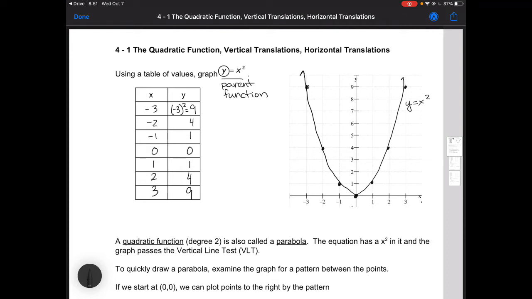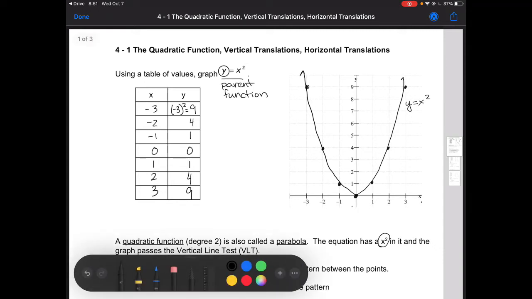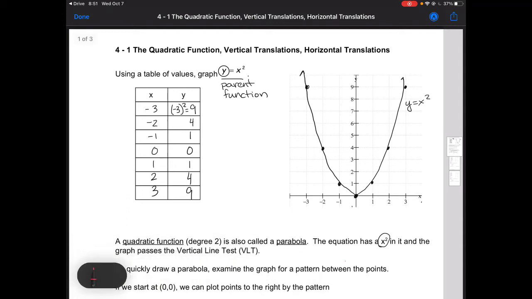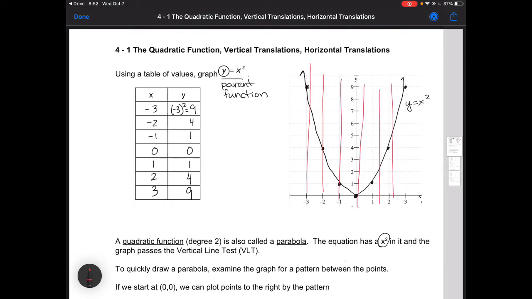So we've got two names for a degree 2 function, a quadratic or a parabola. The equation always has an x squared in it, and the graph passes the vertical line test. What that means is that if I were to draw a series of vertical lines through my parabola, as I'm doing right now, at each point, each vertical line would only cross my graph once.